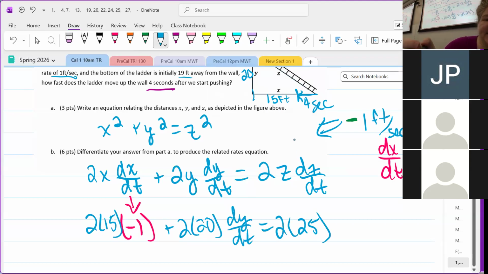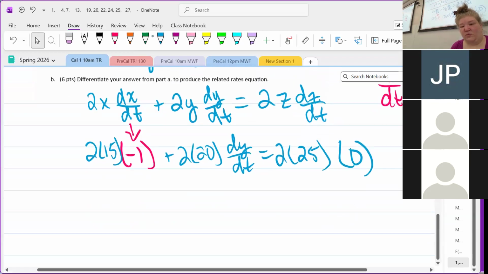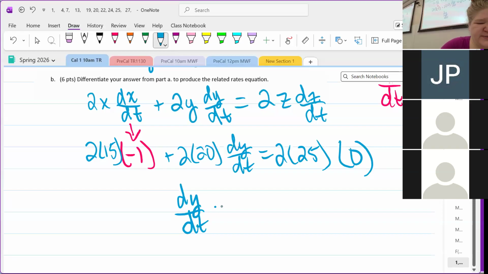And then dz dt, the length of the ladder. The ladder itself moves, but the length of the ladder is constant. So the length of the ladder never changes. So that is a 0. And then we have an equation here we can solve for dy dt, which ends up being 0.75 or 3/4. And it's positive.